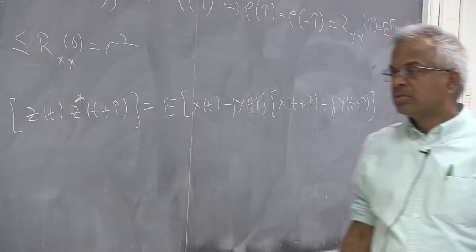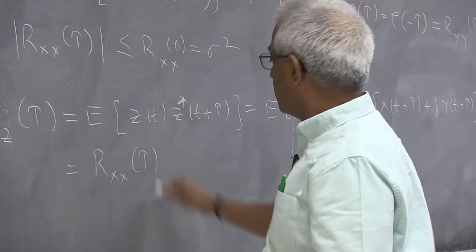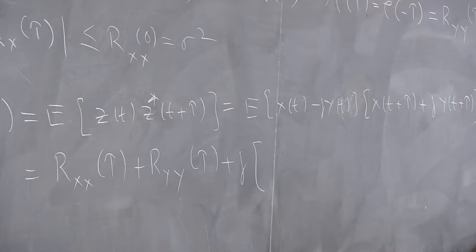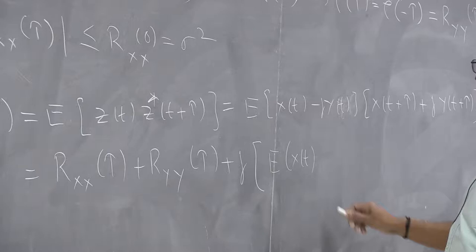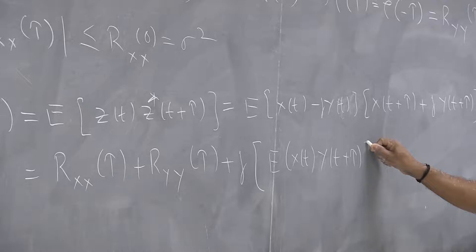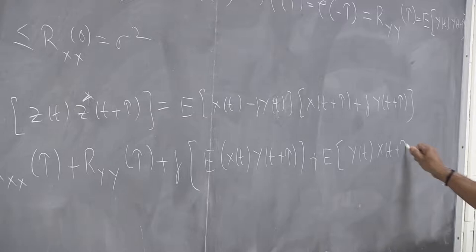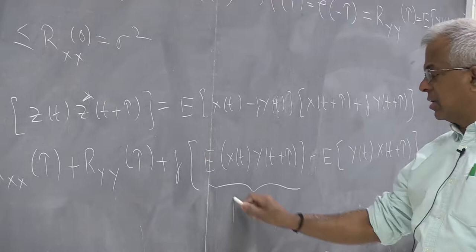this will turn out to be, you can see from here, rxx tau minus j squared, that's plus ryy tau, then expected value of x of t y of t plus tau plus expected value of y of t x of t plus tau. This is with a minus sign here. So this is rxy tau.